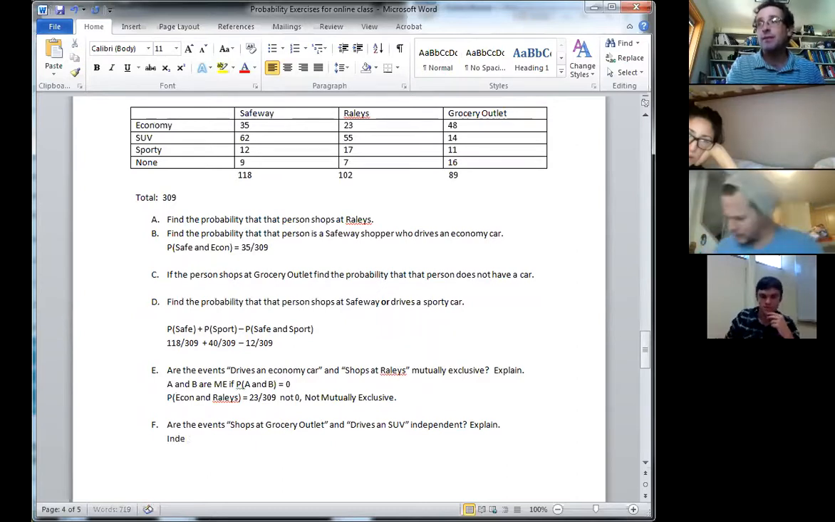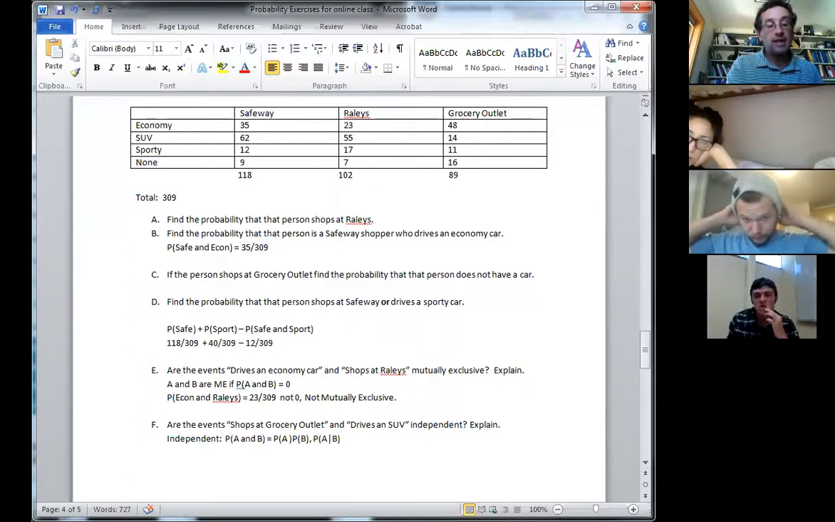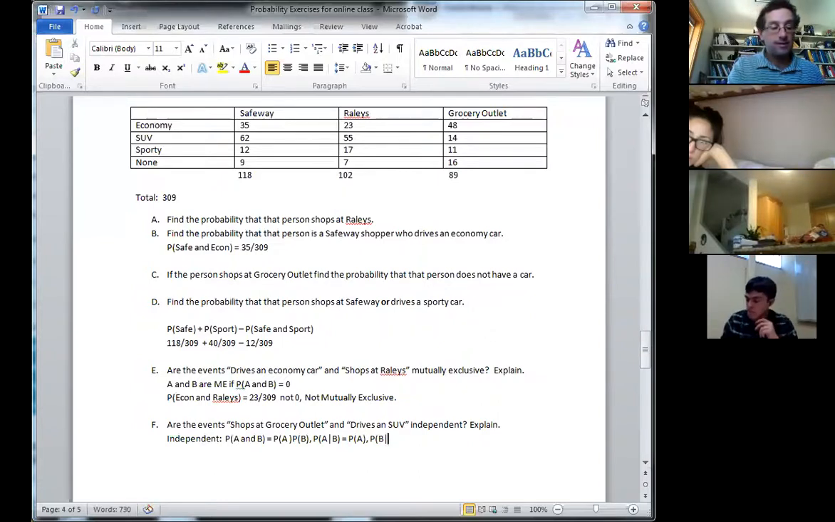Independent means that the probability of A and B is equal to the probability of A times the probability of B. It also means that the probability of A given B is equal to the probability of A. It also means that the probability of B given A is equal to the probability of B. If you could show any of those are true, you're done, they're independent. If you could show any of those are false, you're done, they're dependent, they're not independent.